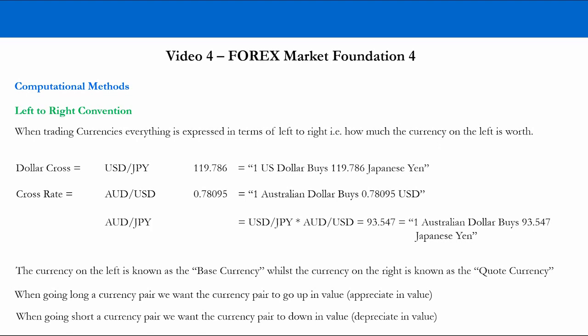And a lot of retail Forex traders think that because they know a couple of basic computational methods and they combine this with some technical analysis, so maybe they know how to work out their P&L, or they know how to work out a cross rate, for example, they think because they know this and combine it with technical analysis that it's going to make them profitable. Well, it doesn't.